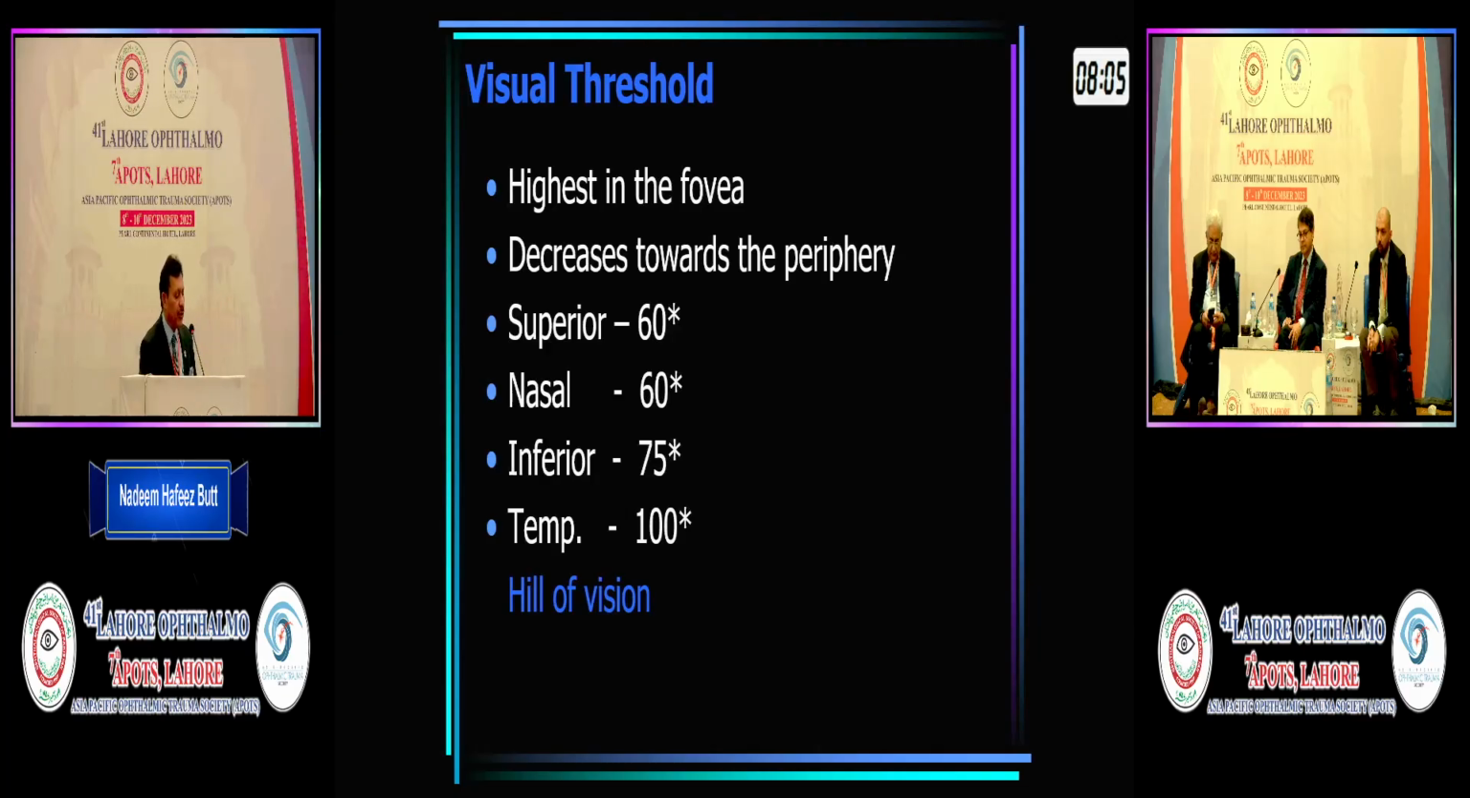The visual threshold is variable from place to place in the retinal areas, and it is highest in the fovea and decreases towards the periphery. Superiorly it is limited to 60 degrees because of the brow. Nasally it is limited to 60 degrees because of the nasal bridge. Inferiorly it is limited to 75 degrees because of the malar bone, and temporally it is wider, 100 degrees, because there is nothing to obstruct on the temporal side. So on the temporal side we see the visual field is more in comparison to the rest of the three areas.